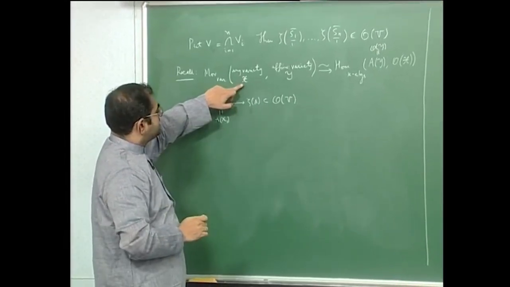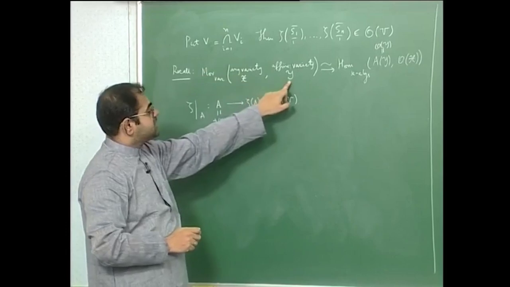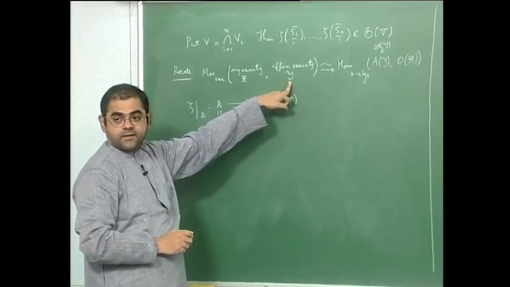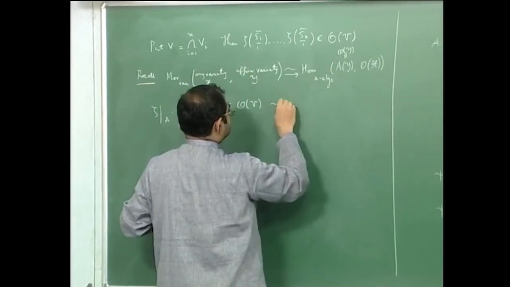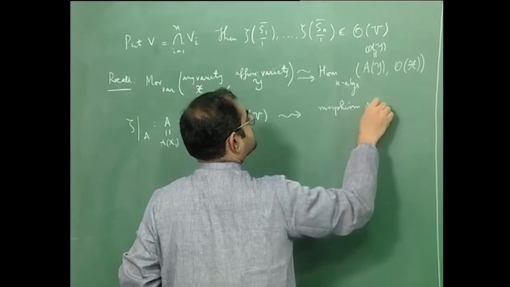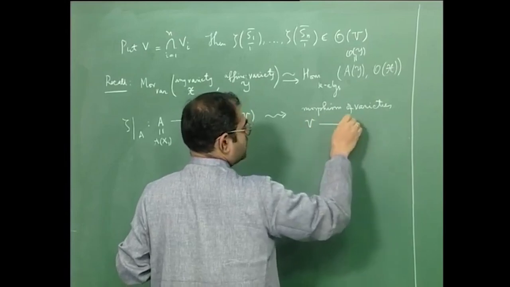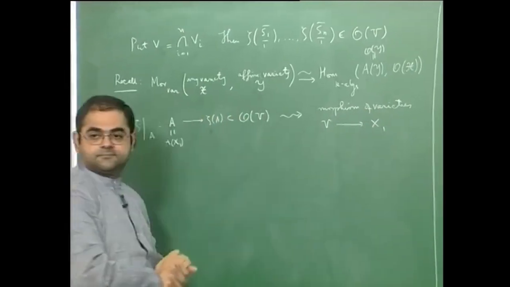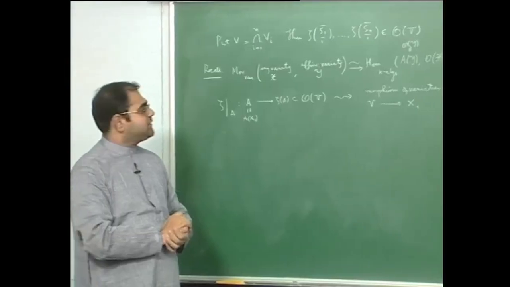So you apply this with script X equal to V and script Y equal to X_1, and you will get a morphism from V to X_1. So by this result, this gives rise to a morphism of varieties from V to X_1. In fact, it's even easy to write what that morphism is.